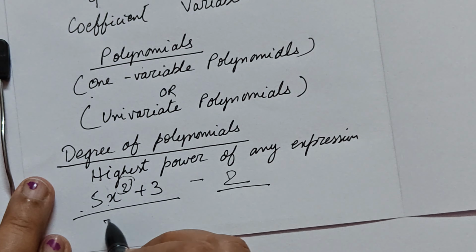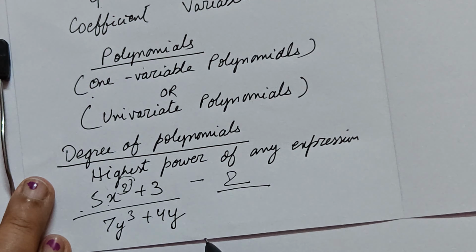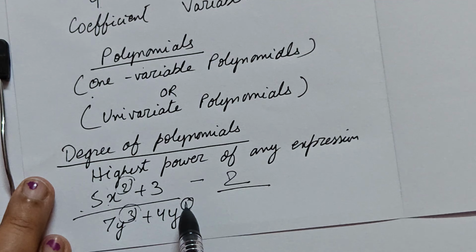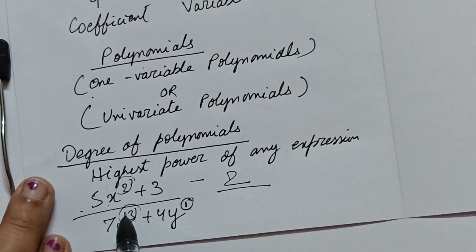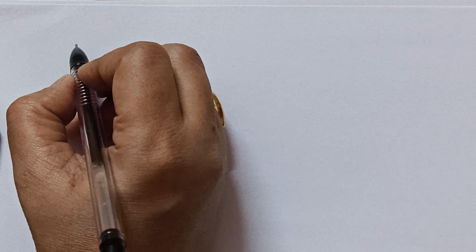If we take 7y cube plus 4y, then you can see that the power here is 3. Here no power is written, it means the power is 1. So the highest power among 3 and 1 is 3. So the degree of this polynomial is 3. We will discuss this further with the next term.